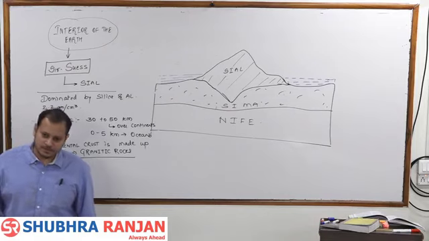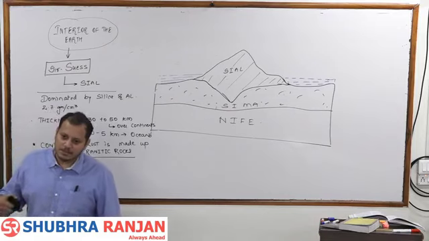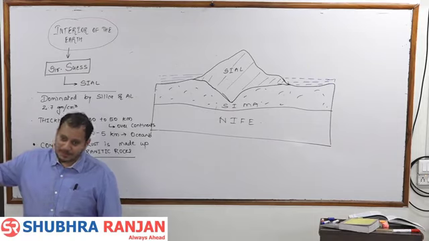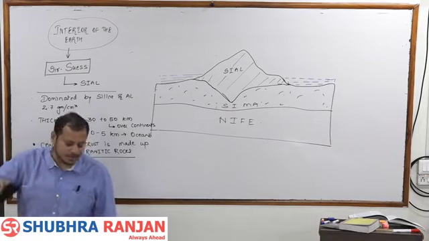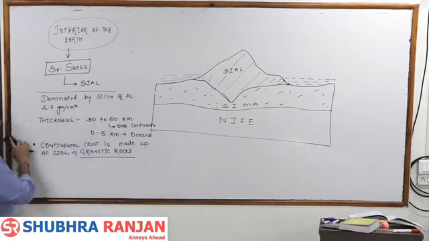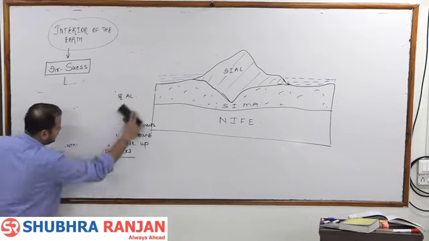The upper part of the asthenosphere is included. But this was not given by Suess. That was given by plate tectonics. So we will write that in plate tectonics. Here we are writing the idea of Suess only. Sima.